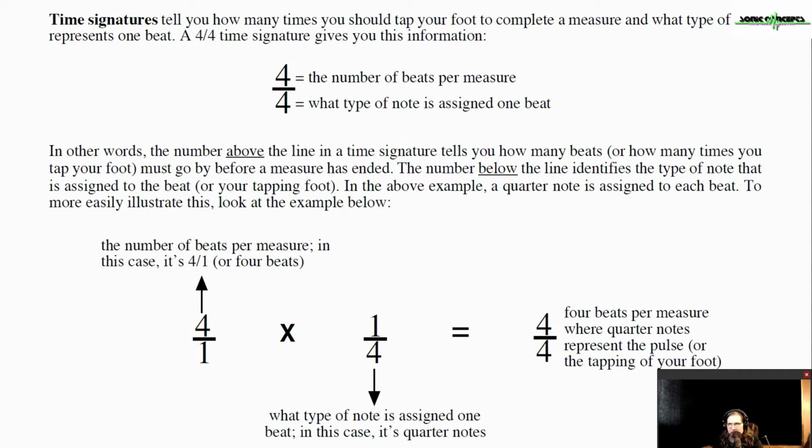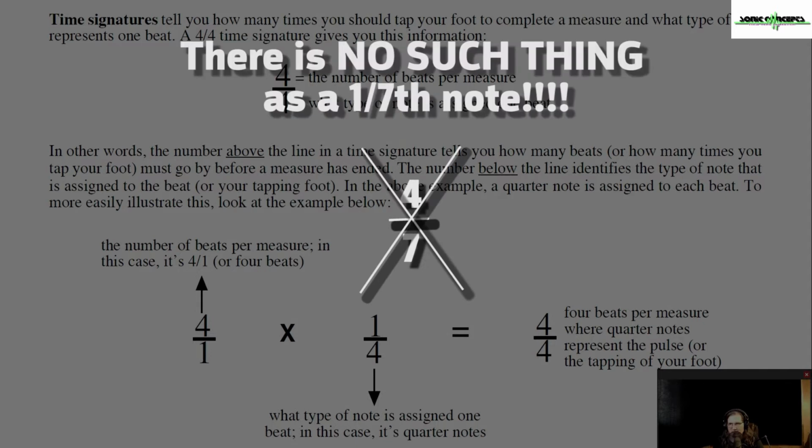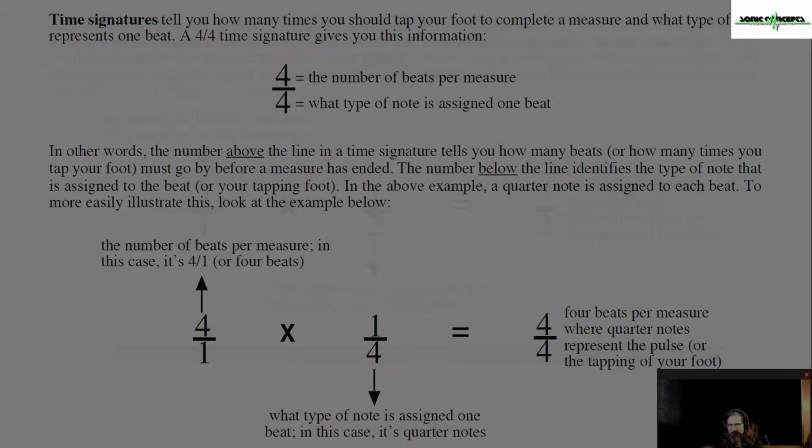Please note that any amount of beats per measure is possible. You could have a time signature of 7/4 or even 63/4 if you wanted to. It just identifies how many beats or pulses are required before one measure ends. But note that while 7/4 is a valid time signature, a time signature of 4/7 is not possible. There is no such thing as a 7th note, therefore a 7th note cannot be assigned to each beat, and the 4/7 time signature cannot exist.